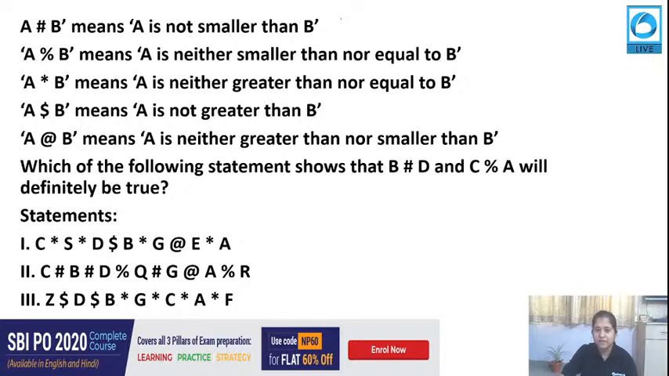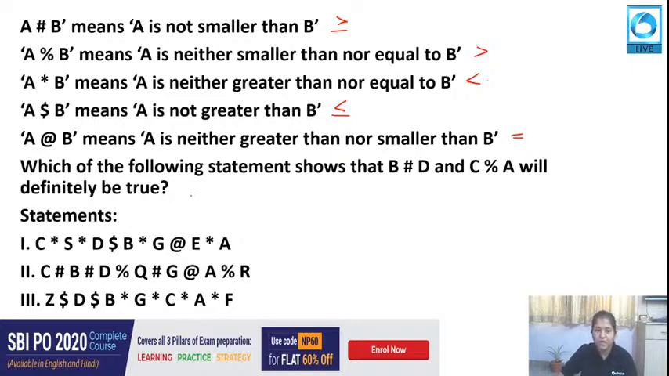So not smaller than, that means greater than equal to. Neither smaller than nor equal to is greater than. Neither greater than nor equal to will be less than. Not greater than means less than or equal to, and this is neither greater than nor smaller than. So this has to be your equal to, right? So ye aapke meaning ho gaye.